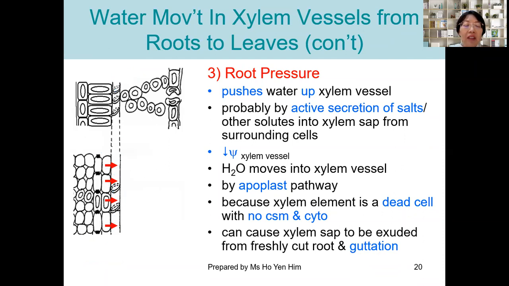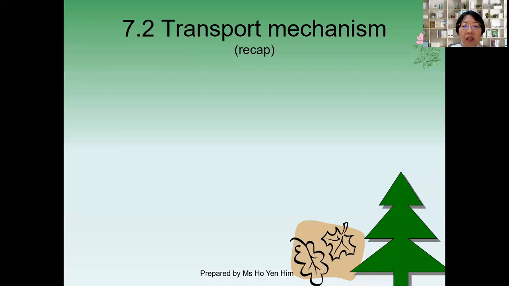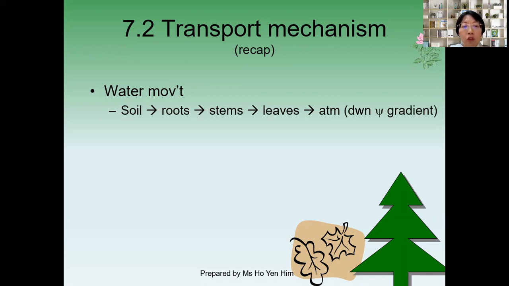Okay, so it's very interesting, right? So there are three mechanisms that can be used to transport the water up the xylem vessel, not only one way. So it's wonderful. The design of the plant is very wonderful. Okay, so what we have covered so far is we have looked at water movement from the soil to the root to the stem to the leaf and then to the atmosphere.